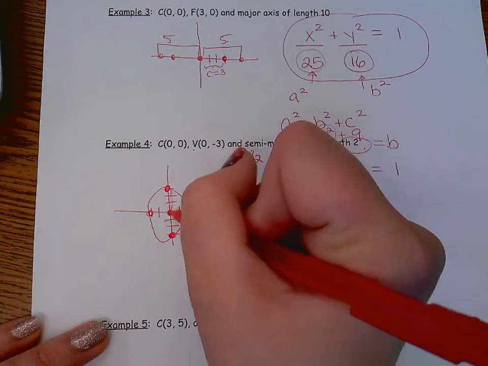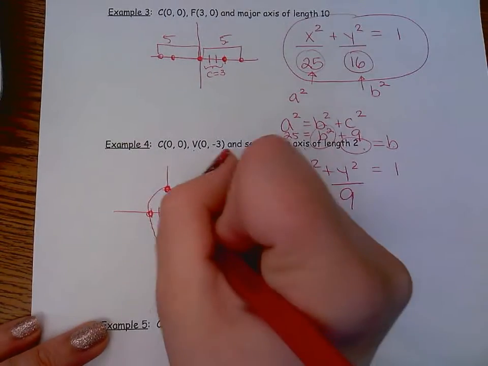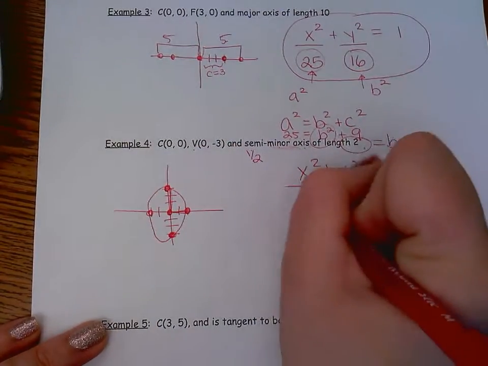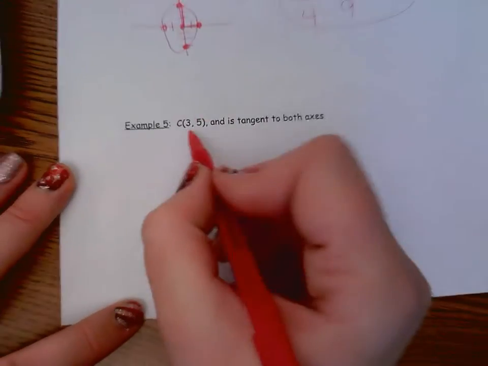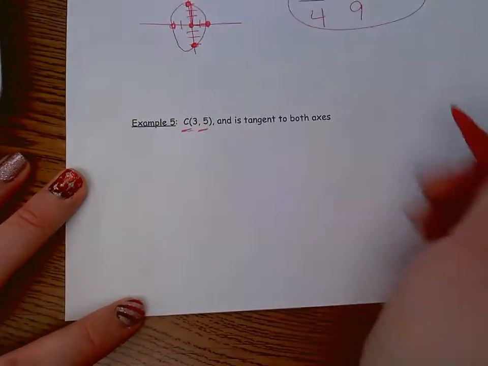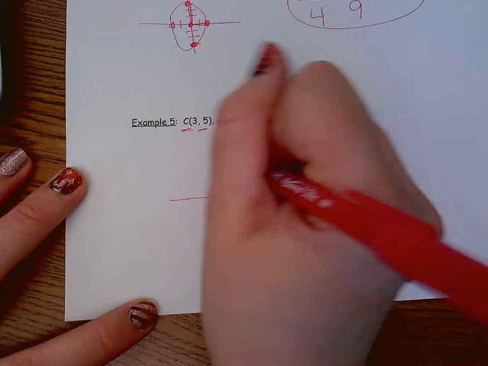The a value is 3. A squared must be 9. The b value is 2. B squared must be 4. There's my equation. The last question. The center is now at 3, 5. So 3, 1, 2, 3, 4, 5. There's my center.